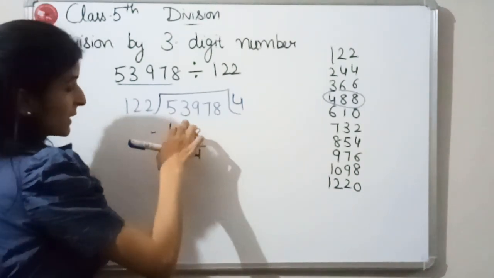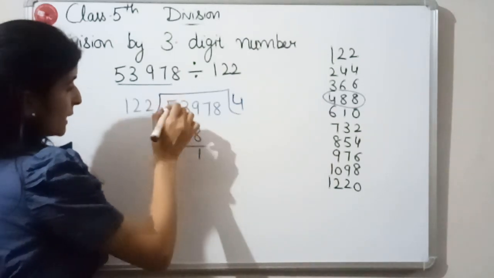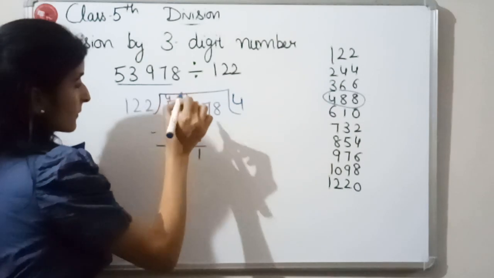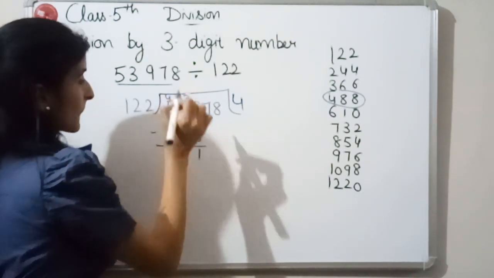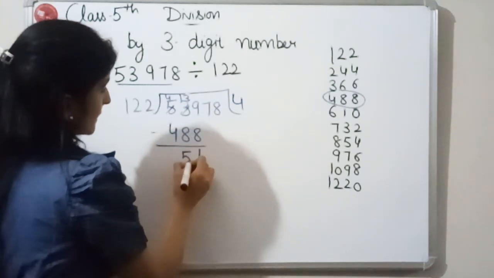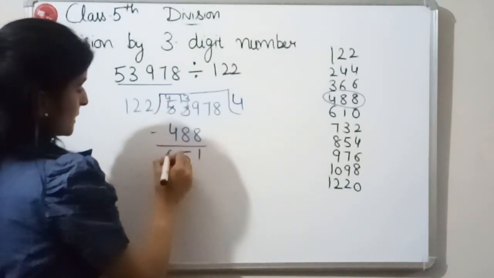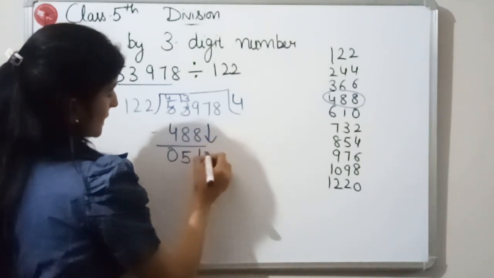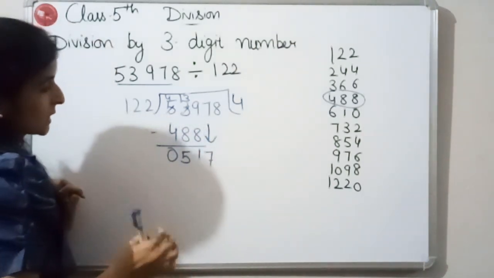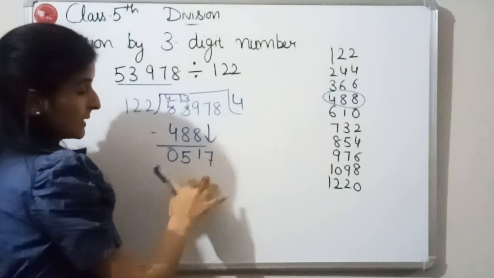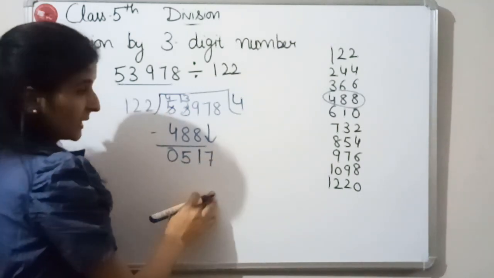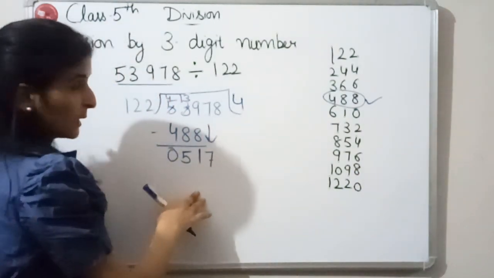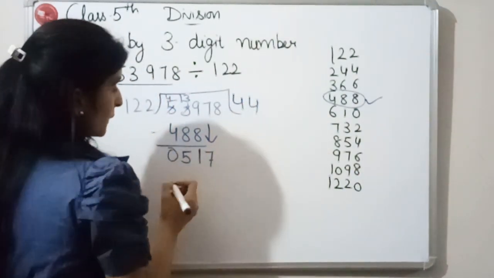Now there is 3 which is smaller than 8. So we will take one borrow from 5. This will become 4 and this will become 13. 13 minus 8 is 5 and 4 minus 4 is 0. Now I am going to take the next digit, which is 7. Now which number is less than and nearby 517 here? So again 488 is nearby this number. So it will go on 4.